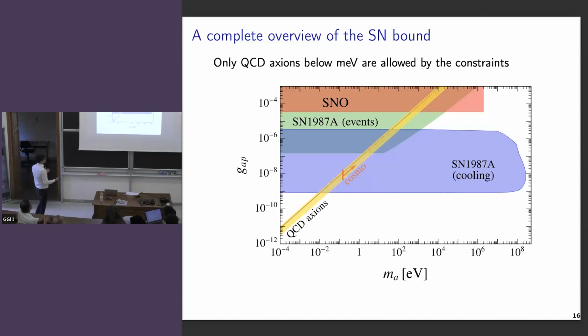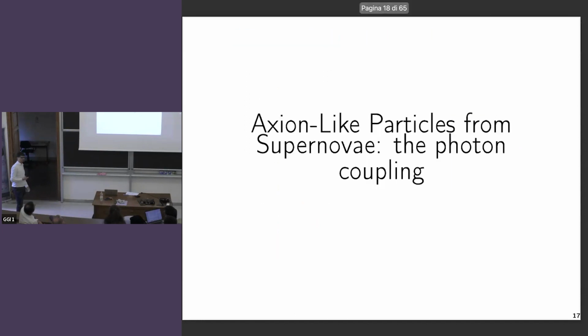And so here I can summarize all the bounds coming from supernova and constraining the axion-proton coupling. So now I will close this part related to axions interacting with nucleons. So if there are additional questions or comments, we can discuss together. Okay, so.